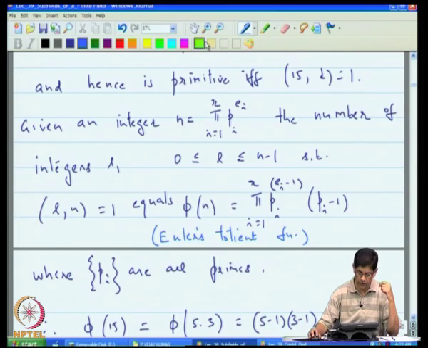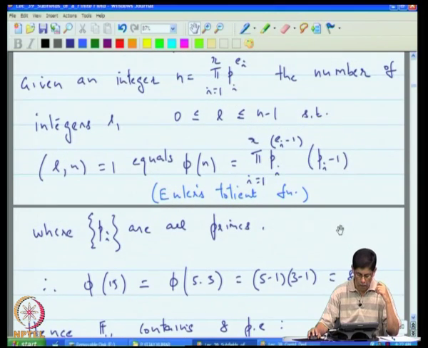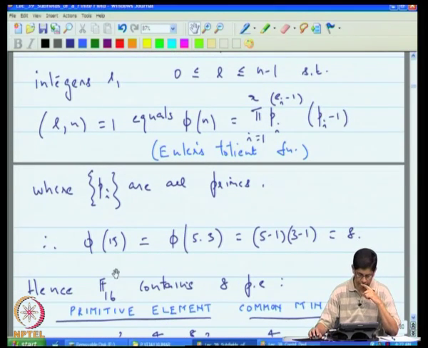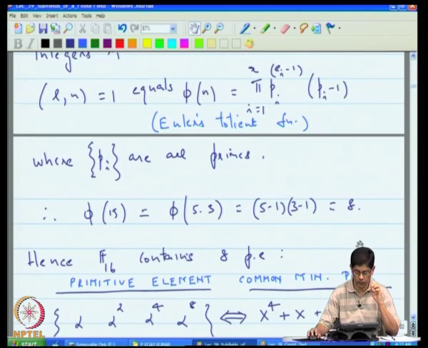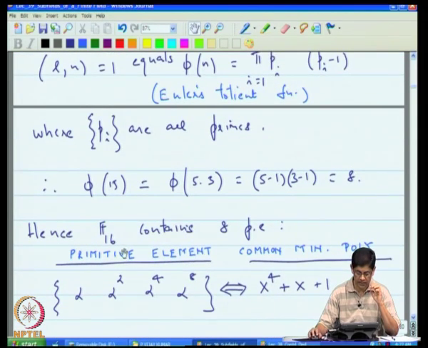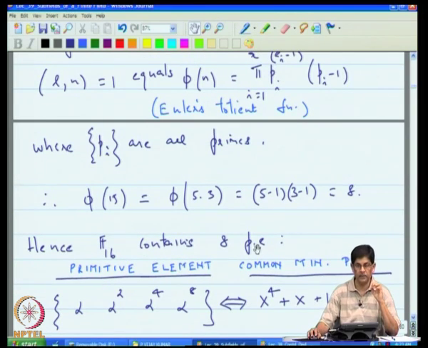So it says that if your original n is the product of pi to the ei and you wanted to find the number of integers that are less than n and relatively prime to it, then what you do is you look at this factorization, reduce the exponents by 1, multiply by pi minus 1 and you get it. In our particular case, phi of 15 is the same as asking what is phi of 5 times 3, is 5 minus 1 times 3 minus 1, which is 4 times 2, which is 8. So what that means is that the field of 16 elements contains 8 elements that are primitive.